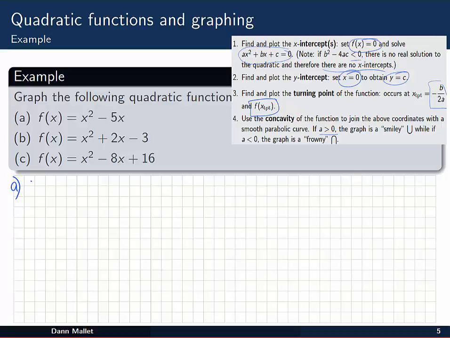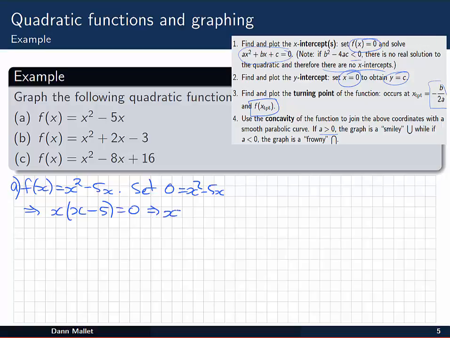In the first example, f of x is equal to x squared minus 5x. First thing we need to do is find and plot the x-intercepts by solving the quadratic part. So we set 0 equal to x squared minus 5x, which we can factor to find x times x minus 5 is equal to 0. And this implies that x is equal to 0 or x is equal to 5 will be our x-intercepts.